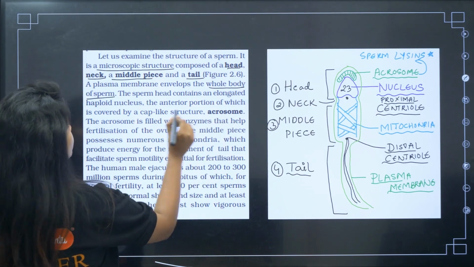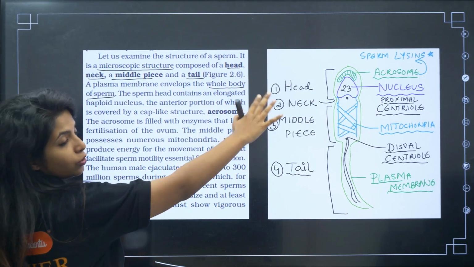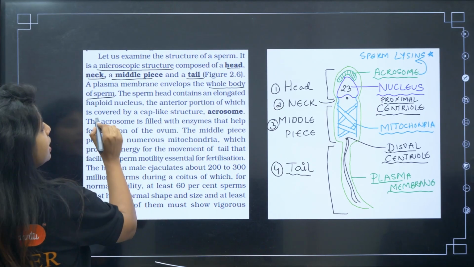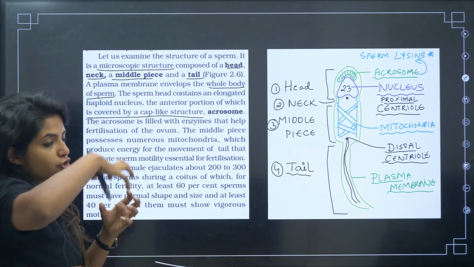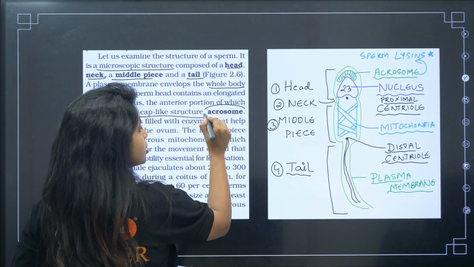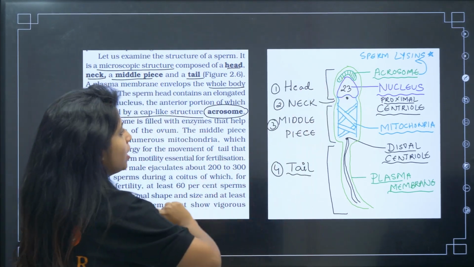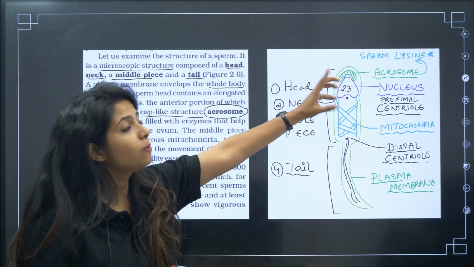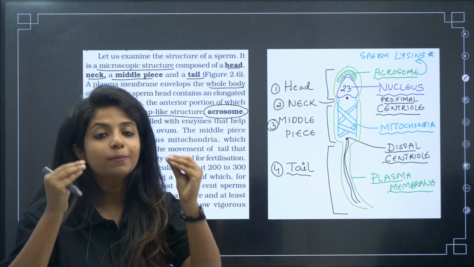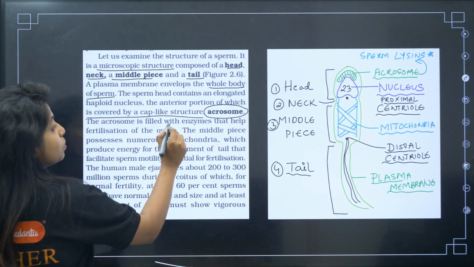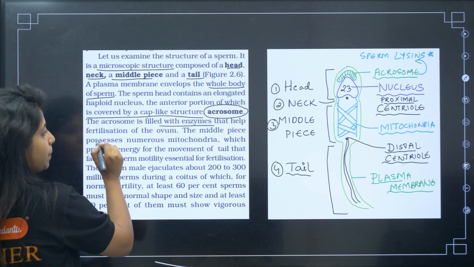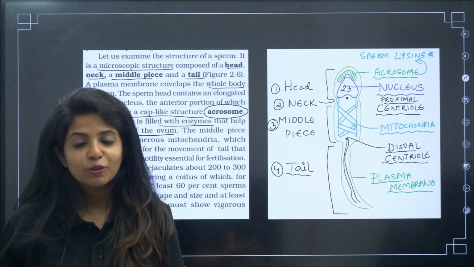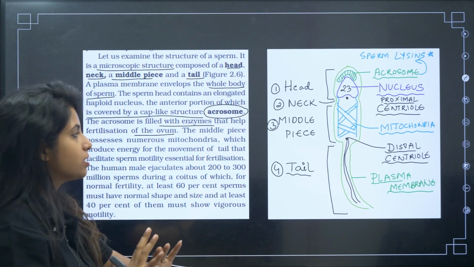Okay, the anterior portion of the nucleus is covered by a cap-like structure. What do you call this cap-like structure? Acrosome. Now what is there inside the acrosome? Enzymes. What enzymes? Sperm lysins. Altogether you call them sperm lysins, right? The acrosome is filled with enzymes that help in the fertilization of the ovum. If the acrosome is not there, the enzymes are not present, obviously will fertilization take place?